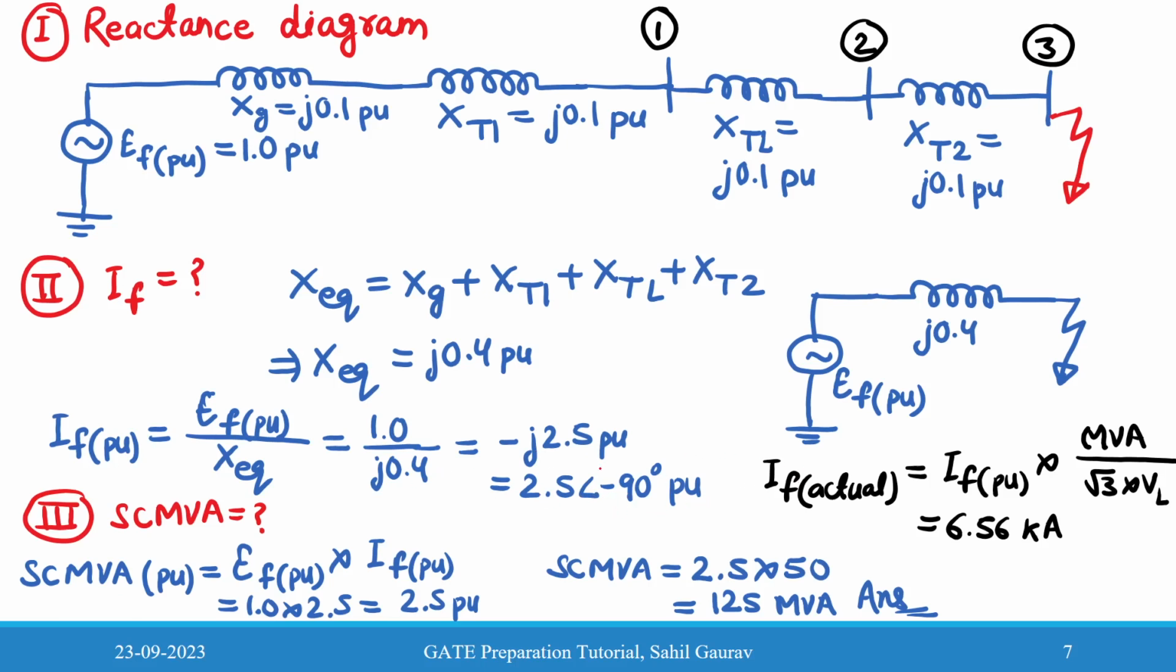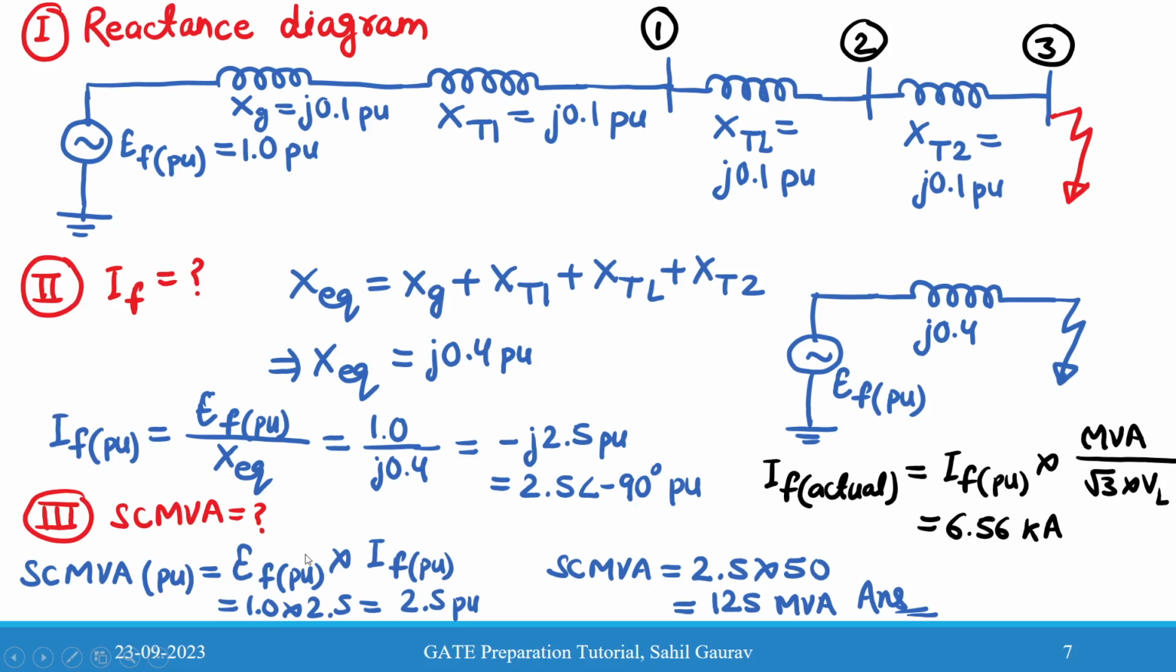So if you want to find the actual value, then you need to multiply with the base value of current. Base value of current will be MVA divided by root 3 into V_L. I think you all are familiar with how we find this base value for current. So for actual current, we multiply the per unit value with the base current. It will give you the actual current, which will come as 6.56 kiloampere.